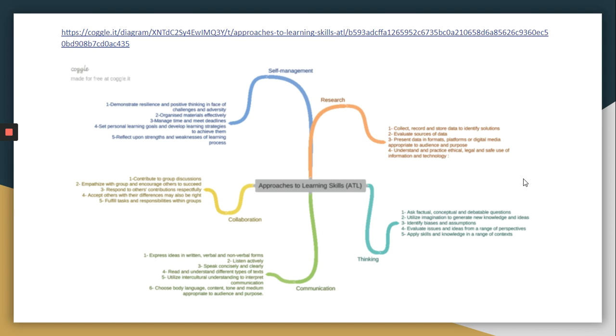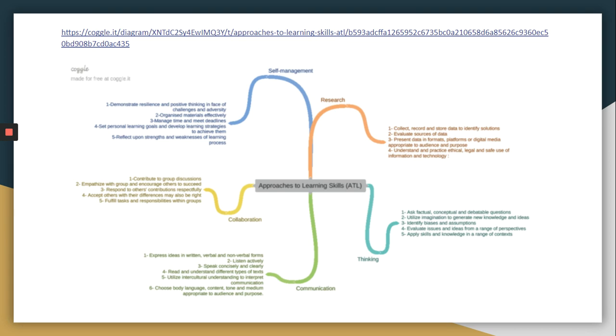Okay, that was the expectation from the syllabus outline, but here, this is the expectation that you should know about what ATL skills are. ATL skills are approaches to learning skills. ATL comes from approaches to learning. It is important because it's an important part of the IB curriculum.